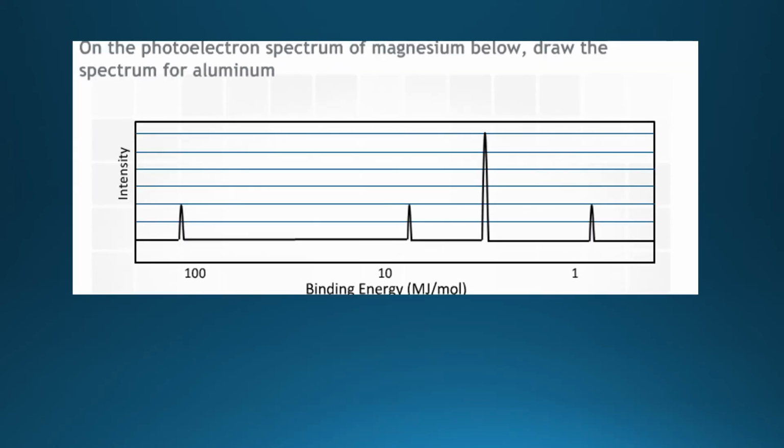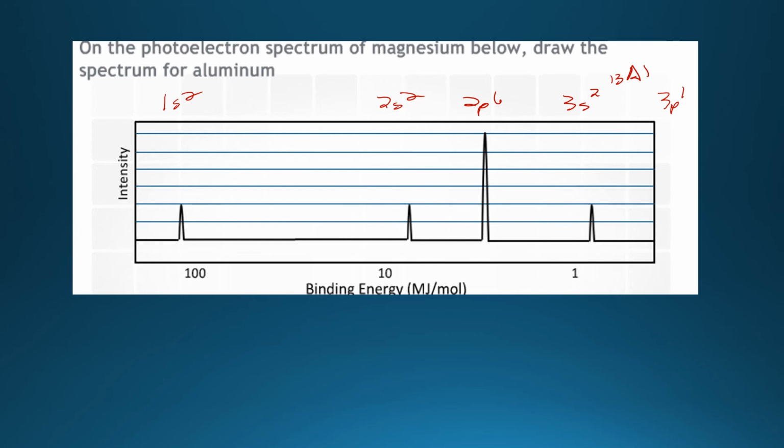Our next one, we have magnesium below. So again, I think it's always best to write 1s2. There's your 2s2, there's your 2p6, and we have 3s1. Now, on top of that, we are supposed to draw the spectra for aluminum. So aluminum, oh, I just wrote the wrong thing for magnesium. It should be 3s2. Aluminum's going to have 3p1.